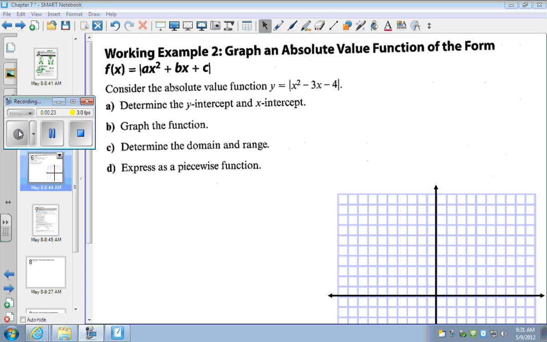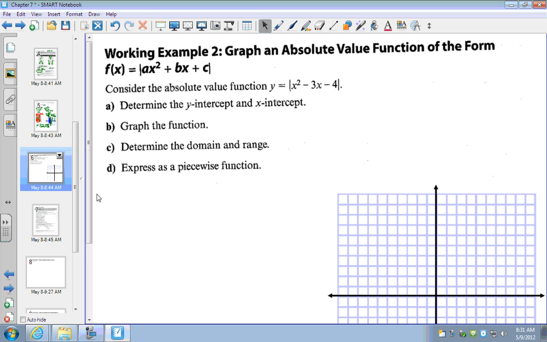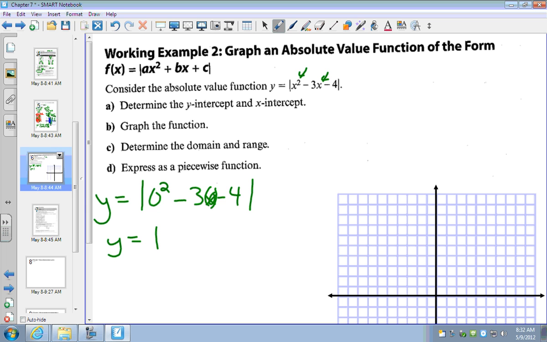So for the y-intercept, we're going to set x equals 0. So we're going to have y is equal to the absolute value of 0 squared minus 3 times 0 minus 4. So I'm just plugging in zeros right here. Okay, I get 0 minus 3 times 0 is 0, minus 4. The absolute value of minus 4 is 4. So there is my y-intercept. So I have that at (0, 4).